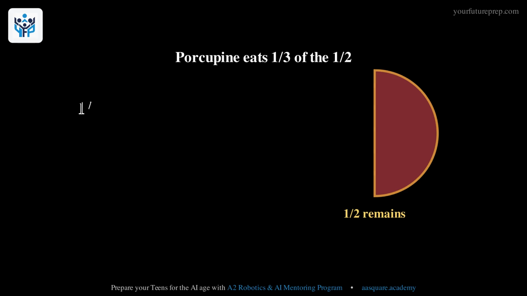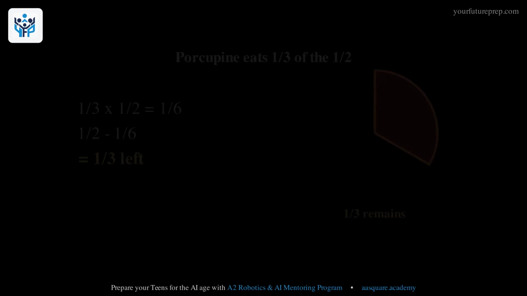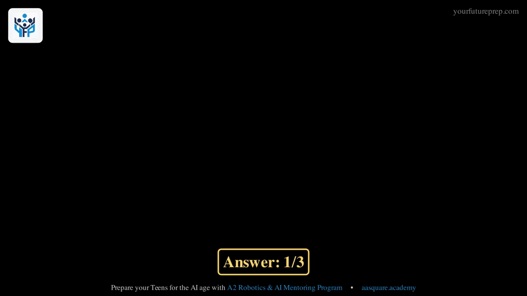Then the porcupine eats 1/3 of what the moose left. 1/3 of 1/2 is 1/6. So 1/2 minus 1/6 leaves 1/3 of the pie. So after the porcupine leaves, 1/3 of the original pie still remains. That is answer choice D.